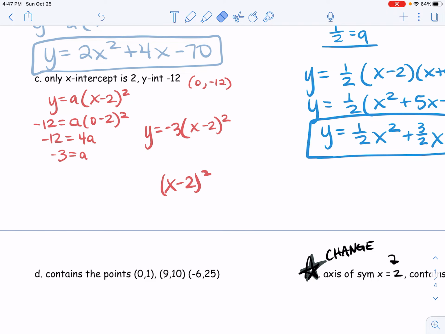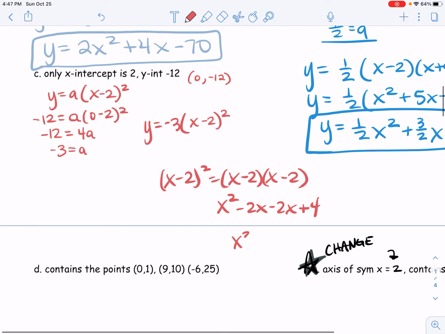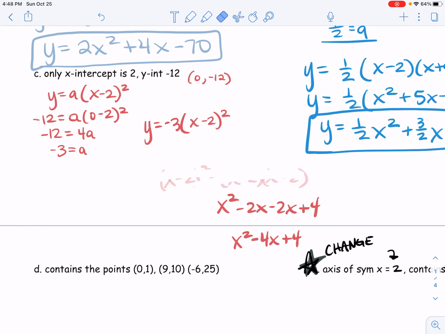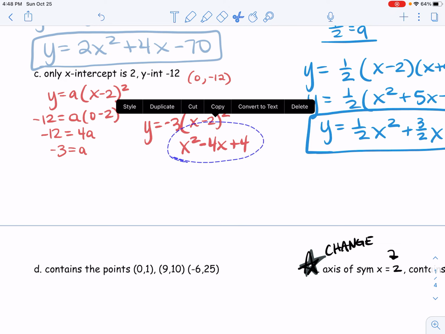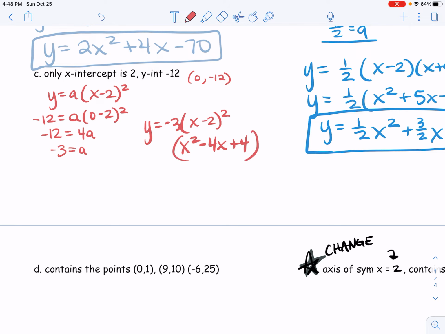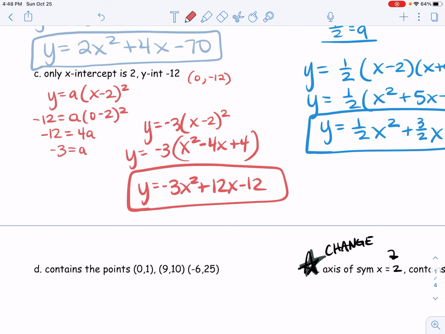This is x minus 2 times x minus 2, which if you FOIL it out, would give you x squared minus 2x plus... well, actually x squared minus 4x plus 4, okay? Be careful there. So this goes here, and all I need to do now is distribute that negative 3. So negative 3x squared plus 12x minus 12, and there you have it, okay?